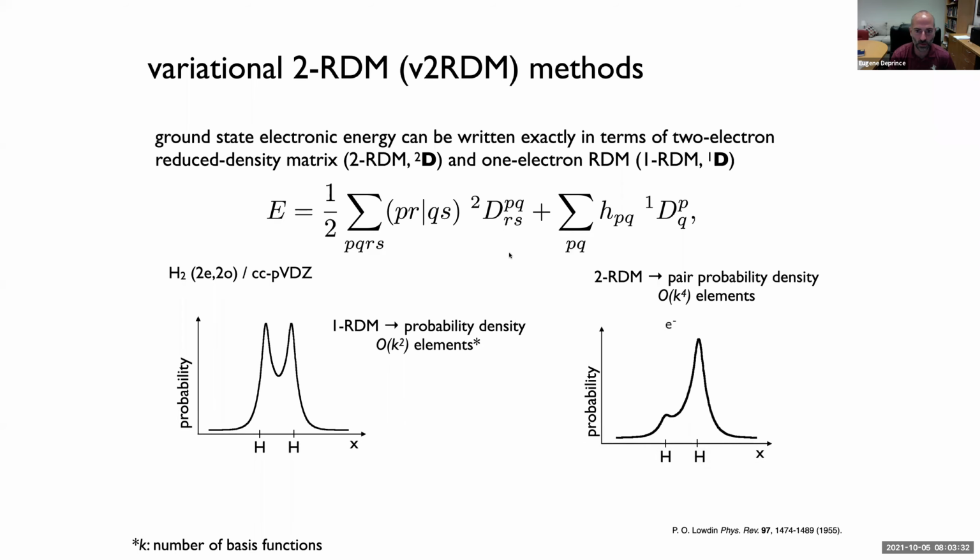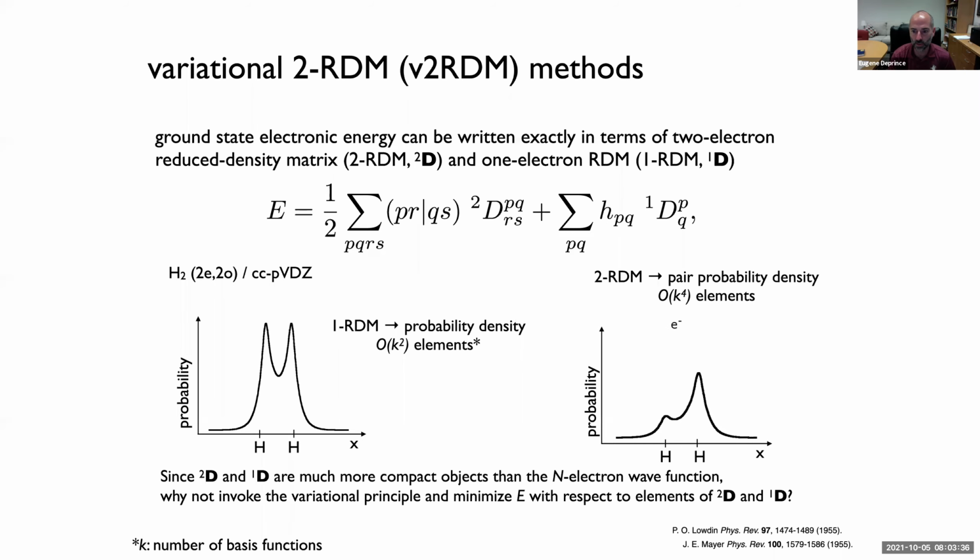And as I already argued to you, these are much more compact objects than the n-electron wave function. So it becomes tempting to try to invoke some kind of variational principle whereby we would determine the elements of these RDMs directly by minimizing the energy with respect to variations in them. And that is a fantastic idea and a very old idea, but it comes with a really important caveat.